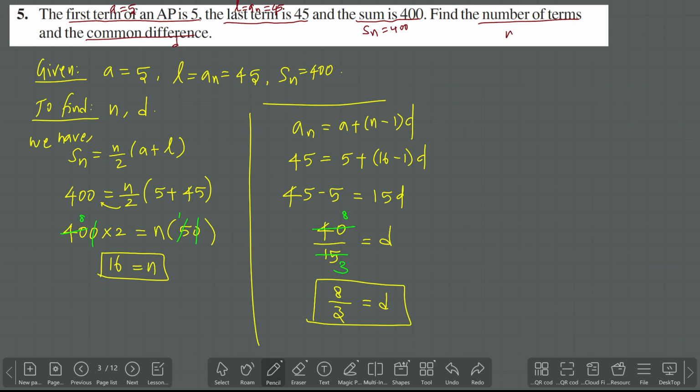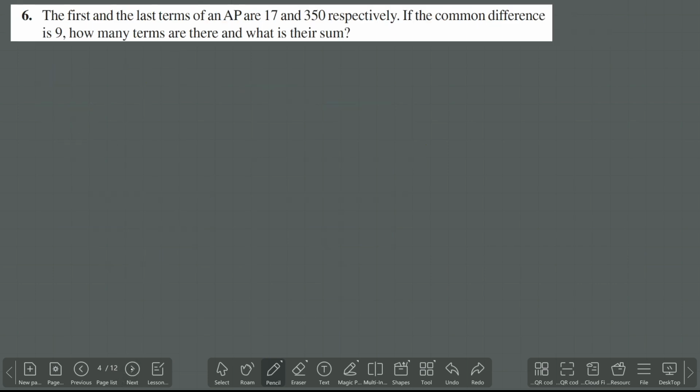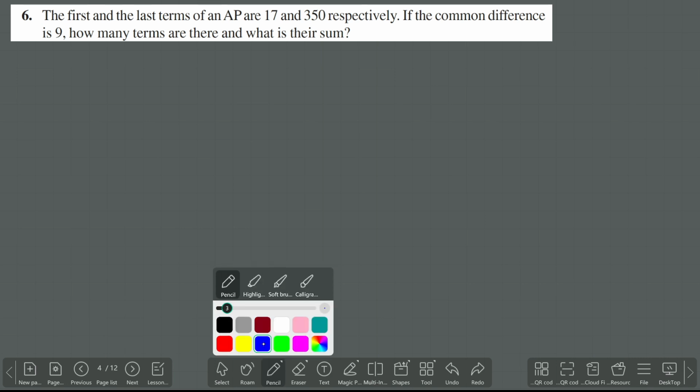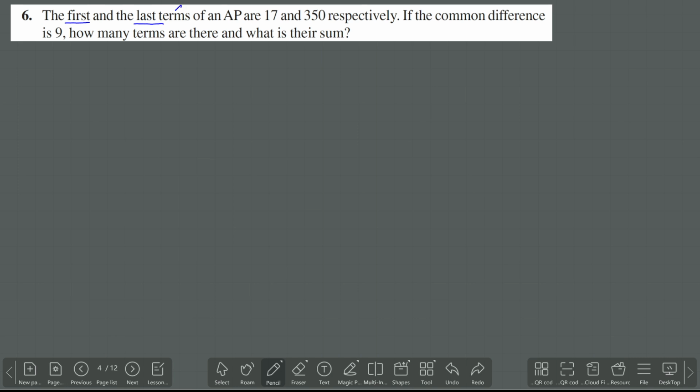Is it okay? So this is the fifth question we have done. Is it okay, children? Right, next we are moving to the sixth one: first and last. They are telling very clearly first and last term, in the sense a1 and an. So for an AP, this is my a1 and this is my an, respectively given. Common difference is d, which is 9. How many terms, that means n they are asking, and what is their sum, that means Sn. So two things we have to find, the n value and the Sn value, and they gave a1, an, and d also. Shall we move? Can I go?